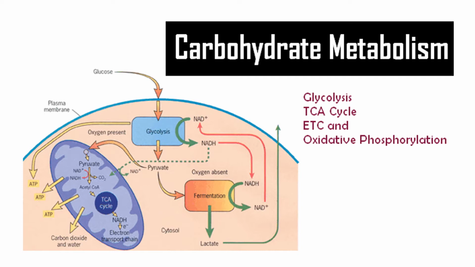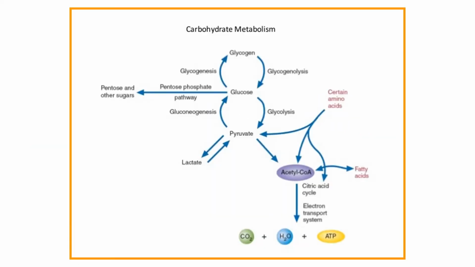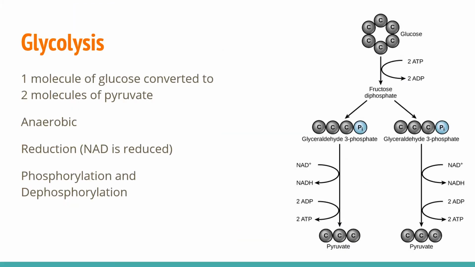Pyruvate will enter into the mitochondria and will be converted to acetyl-CoA. Acetyl-CoA will undergo the Krebs cycle, and then ultimately the coenzymes from the Krebs cycle will pass through the electron transport chain, and in the final process of oxidative phosphorylation, we're going to create ATP molecules. Just another diagrammatic overview. All right, so let's talk through each part individually.